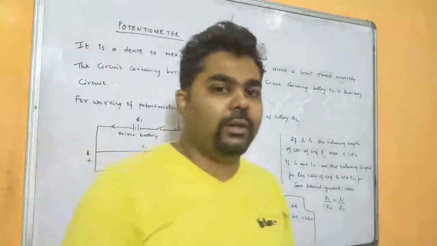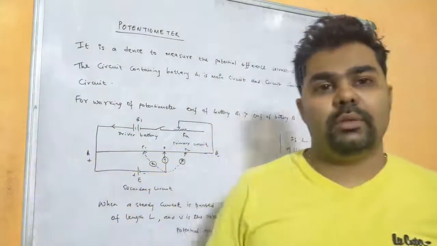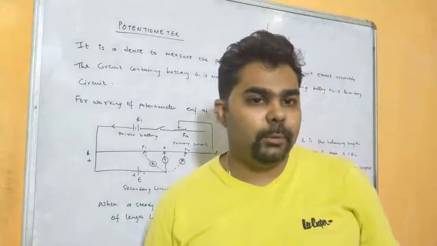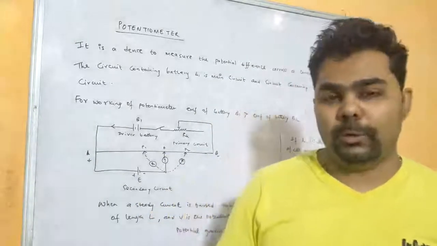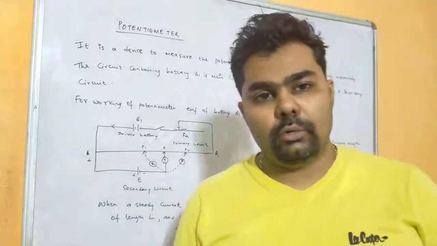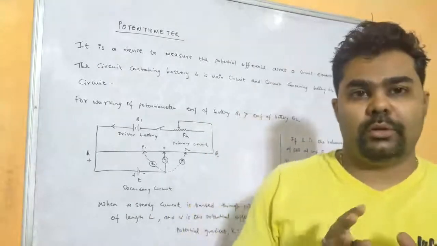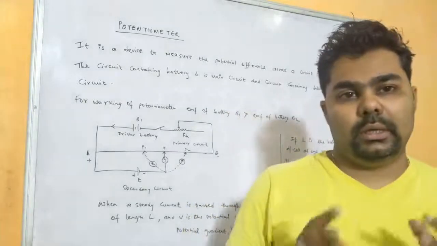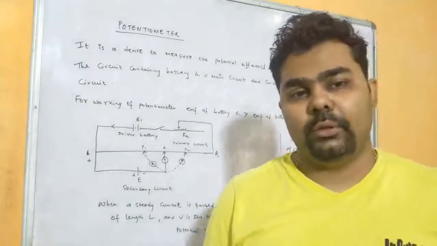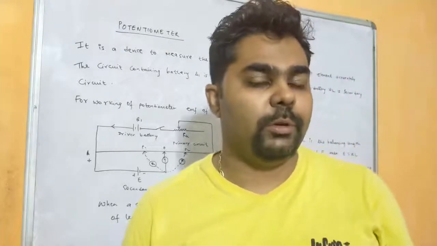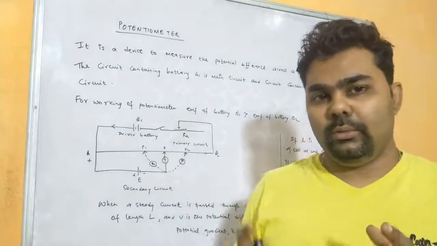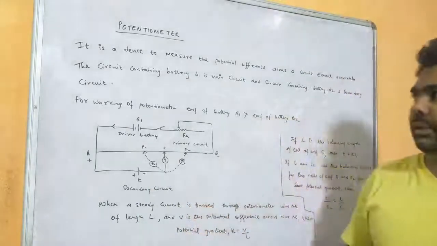Potentiometer is a device which is used to measure the potential difference accurately. Now you might be thinking, what is the use of voltmeter then? Voltmeter also calculates the potential drop here, but potentiometer does it very accurately. So the sensitiveness of this potentiometer is more than that of other devices, right? So here we'll learn how it works.